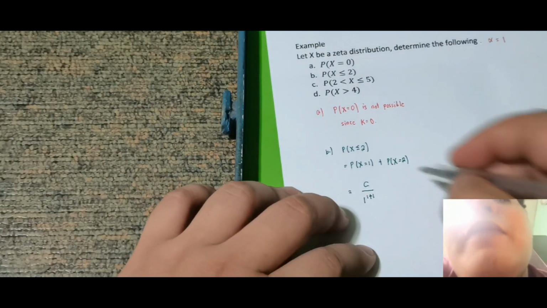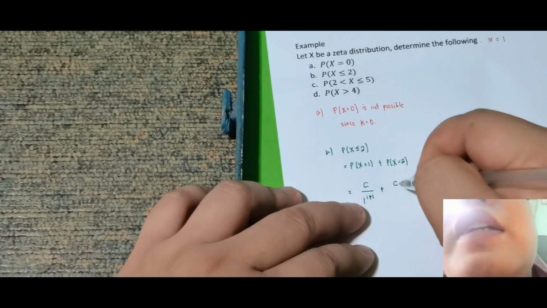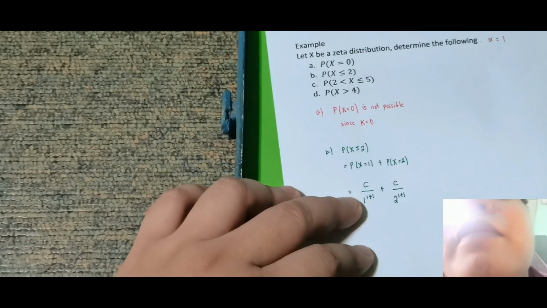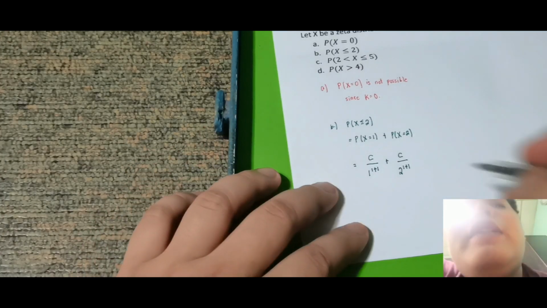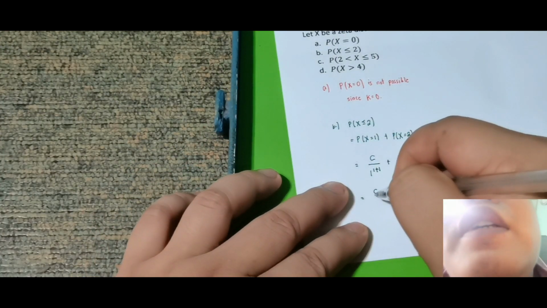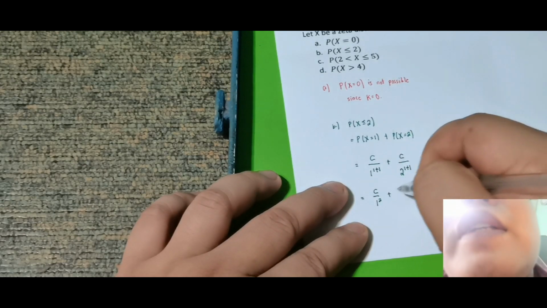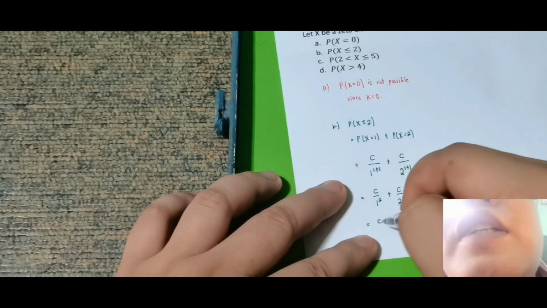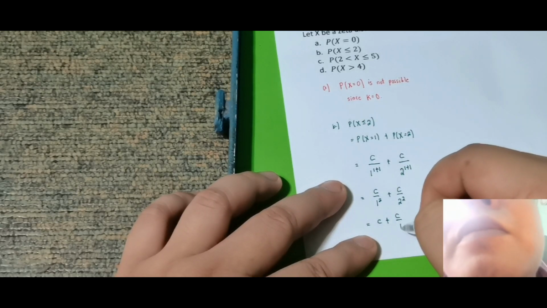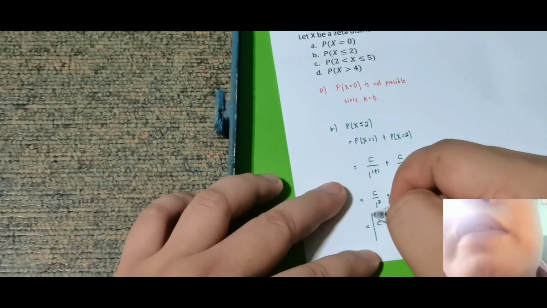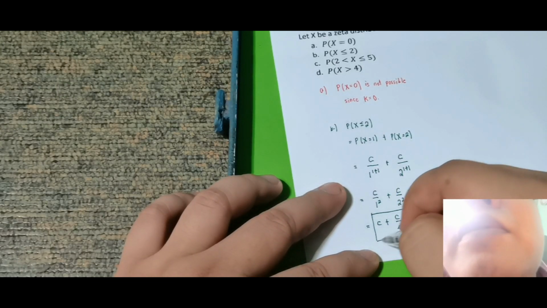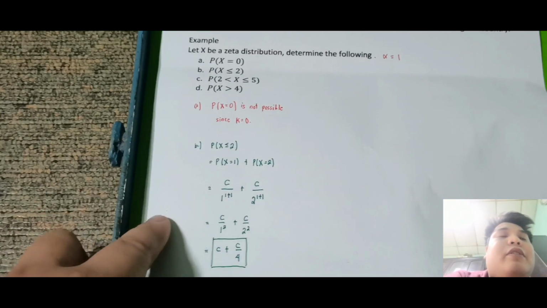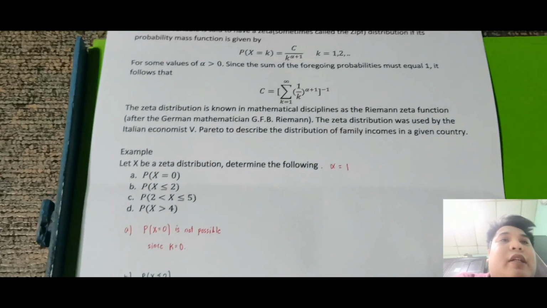Okay, kasi alpha plus 1, then plus C over 2 raised to 1 plus 1. So more likely this is just equal sa C over 1 squared plus C over 2 squared, or simply this is just C plus C over 4. So therefore the probability at x is less than or equal to 2 is C plus C over 4. Okay, so yun yung kanyang value. So again, ganun lang gamitin si Zeta Distribution.